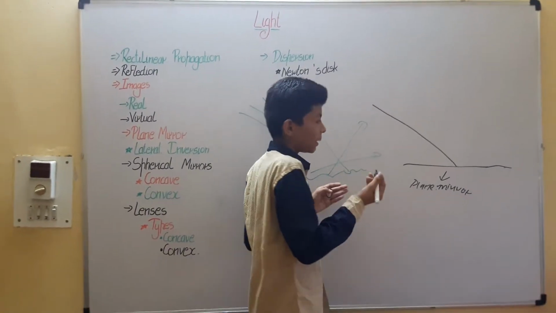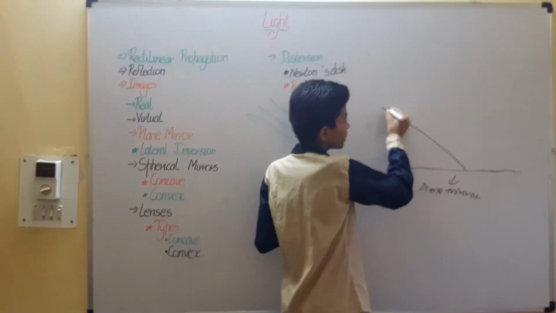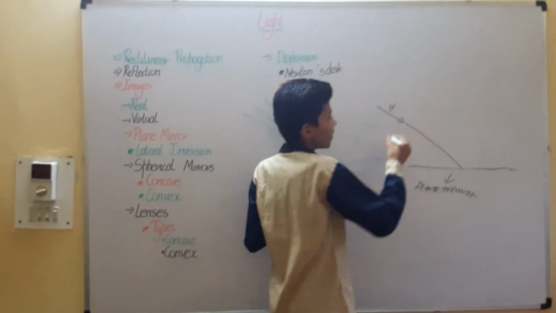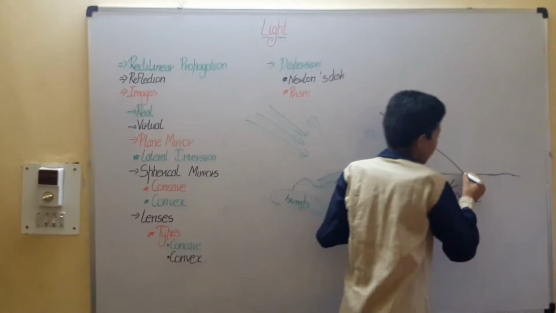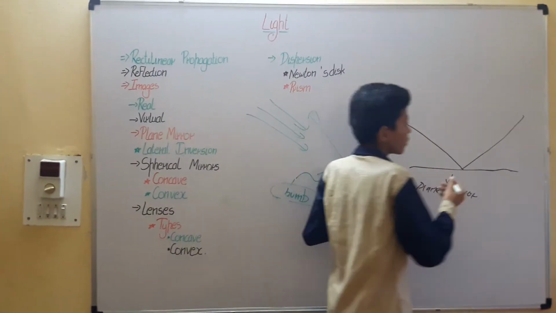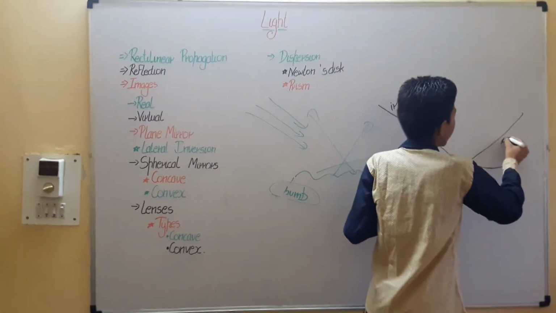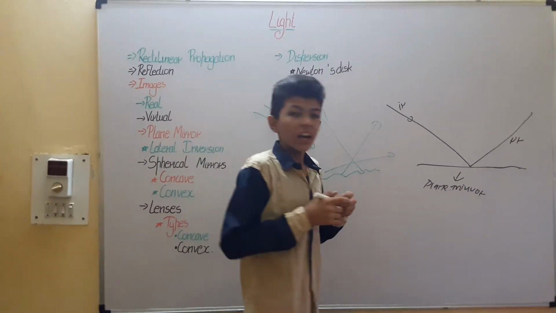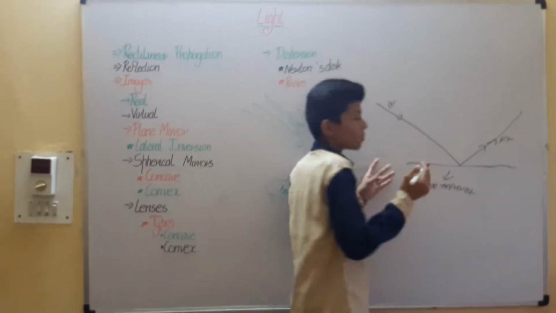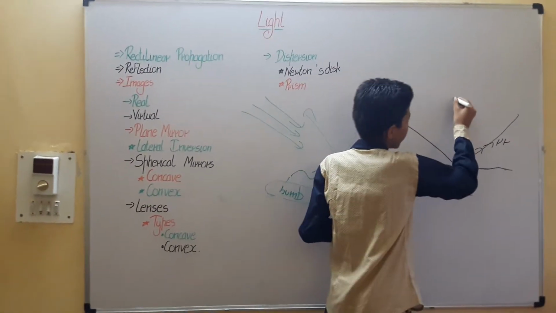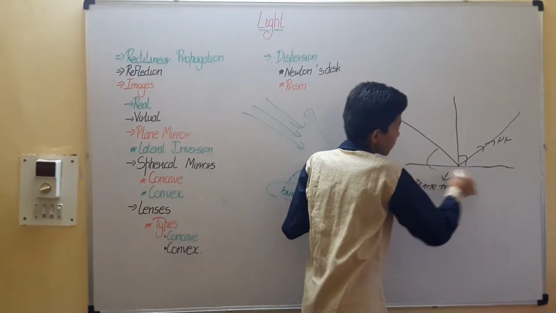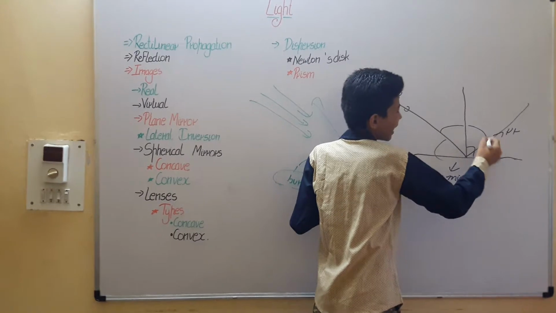First, let's name the parts. The ray which is coming in is called the incident ray, and the ray which is bouncing back is called the reflected ray. If you draw a perpendicular here, it divides the surface into angles of 90 degrees.